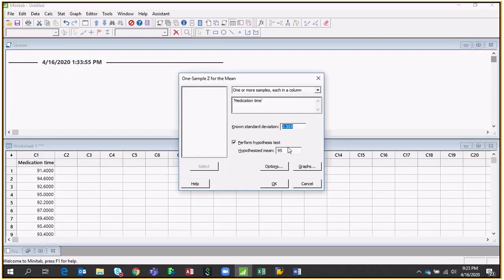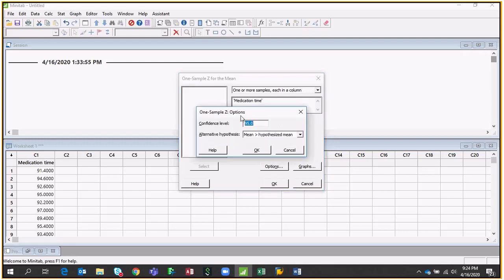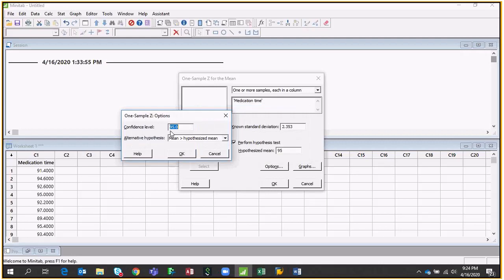Now perform a hypothesis test. Understand that the hypothesized mean we are considering is 95. The meaning of this is we are checking whether the average of our medication time data is equal to, or sorry, is not equal to 95. That may be the first hypothesis test. The second may be greater than 95, and the last one is less than 95. Now how to understand that? When you select your option, the confidence level is 95, and the alpha risk will automatically be 5% because this is 95%.